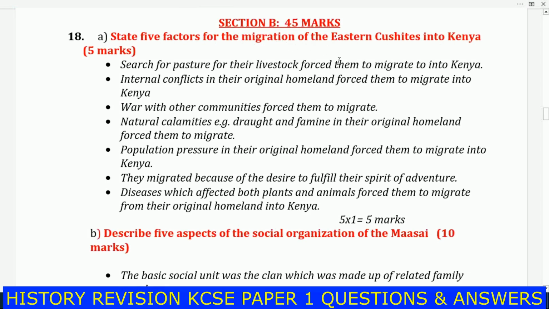Today, as you can see, we are looking at History Paper 1. This is KCSE History Paper 1 revision. We have questions and answers here, and as you know, this one is out of 100 marks. Section A has 25 marks. Section B, as you can see, has 45 marks. And then section C has 30 marks.